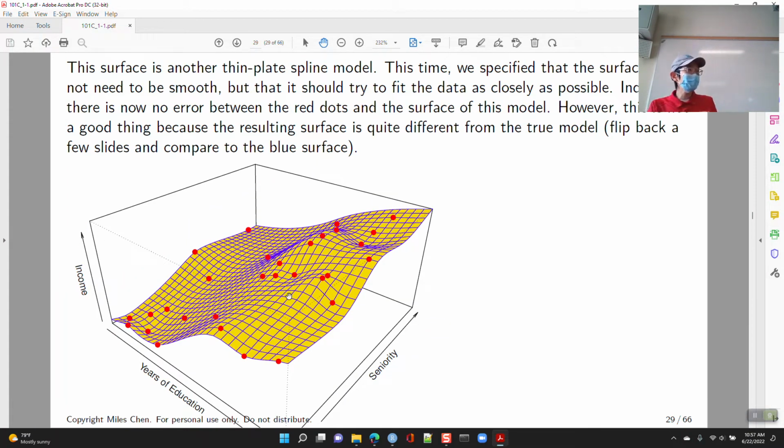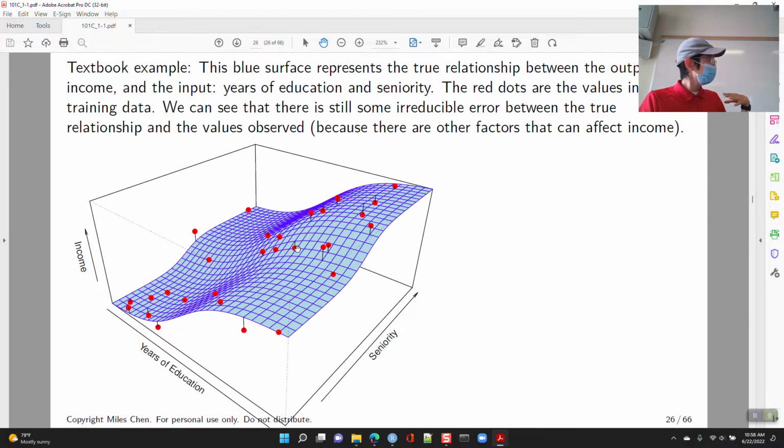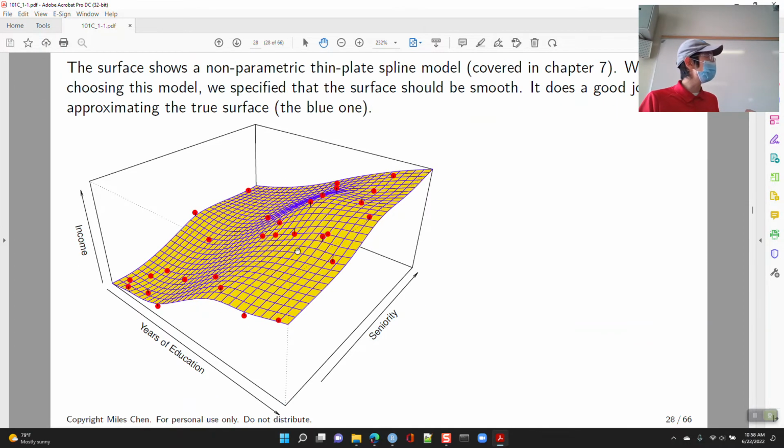And so when you have something that's too flexible, you end up fitting oddities in your data. So right here, there's a little crater that appears in our surface, and that's because this happens to be a person who is maybe midway in their career and has a high number of years of education, but for whatever reason, their income isn't as high as we might have expected, okay? So in the true relationship, this person represents a negative residual. Their true income is lower than what it should be under the true model, okay?